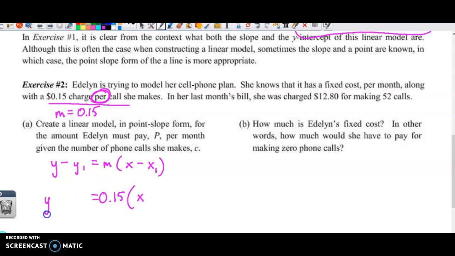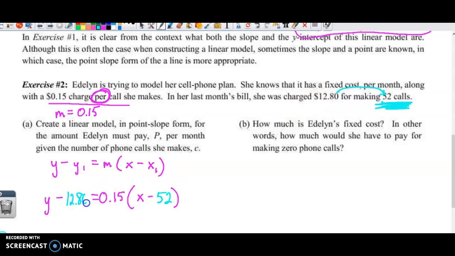And a reminder in point slope form, we leave the x and the y alone. So the independent variable would be how many calls she makes, because you get to choose how many calls you make. That's what makes it independent. So in this case, I'm going to let 52 be x1, and then the cost depends on how many calls you make. So this would be 1280.